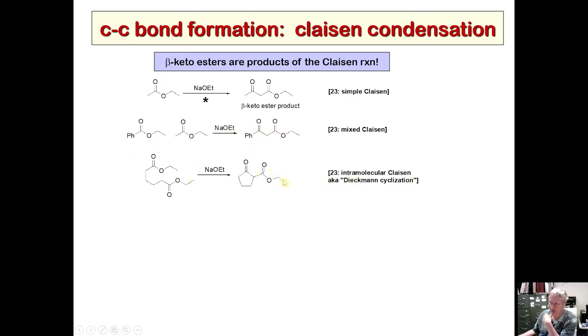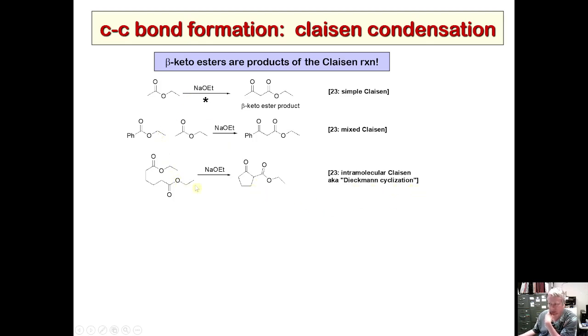And then the intramolecular Claisen makes a ring, and this makes a cyclic beta ketoester. The intramolecular Claisen is also called a Dieckmann cyclization, so it's another name. It's the same idea as a Claisen. They're synonymous. Intramolecular Claisen is also called a Dieckmann cyclization.